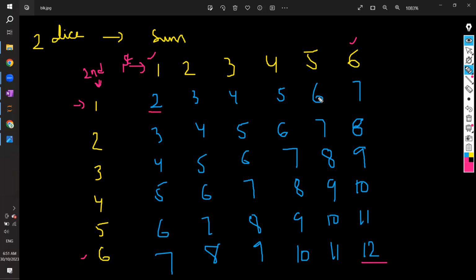But now, what is the random experiment? The random experiment is rolling dice. What are the possible outcomes? These are all the possible outcomes of the sum. We are seeing the possible outcomes of the sum of two dice. Fine. So what is the sum? These are all the sums. How many are there? 36. Fine. 6 times 6 is 36. So total possible outcomes, how many, guys?